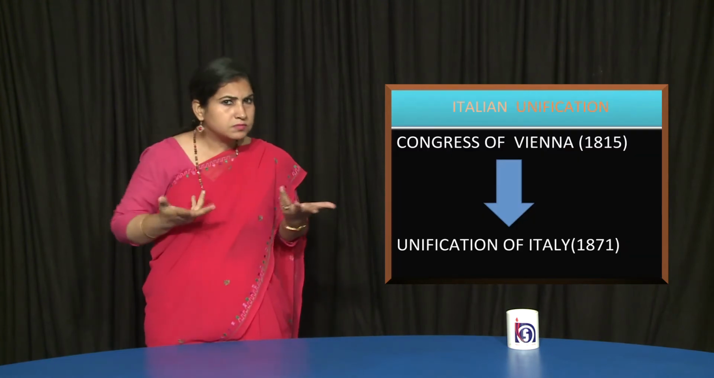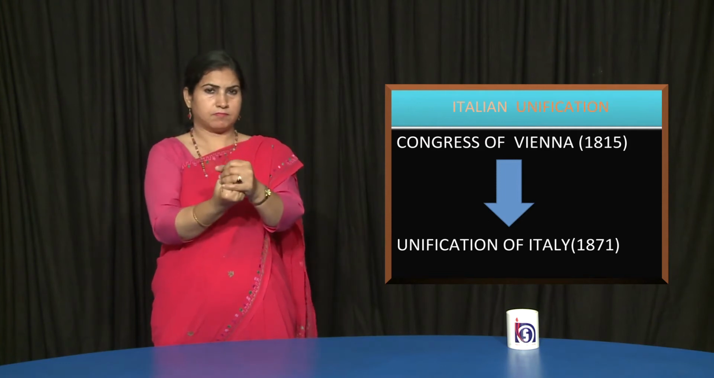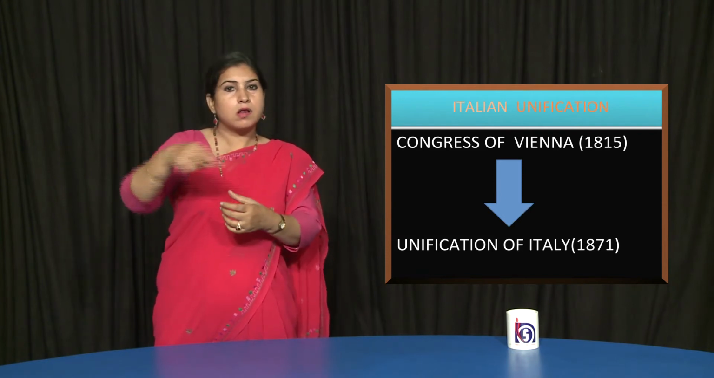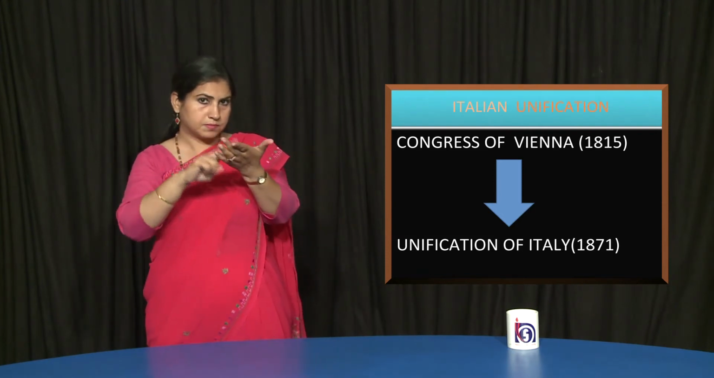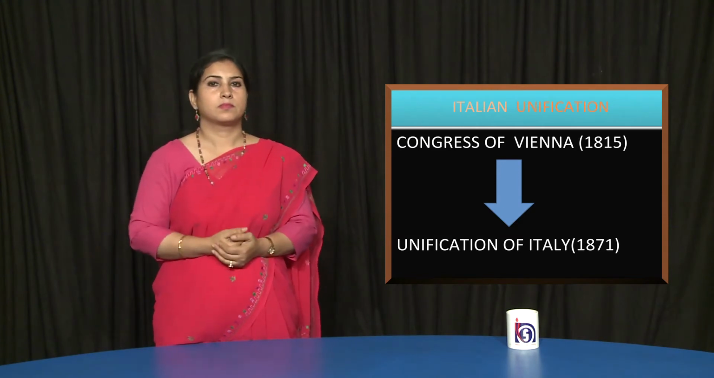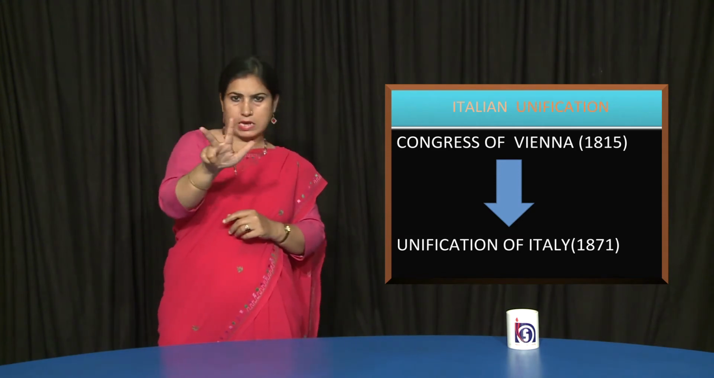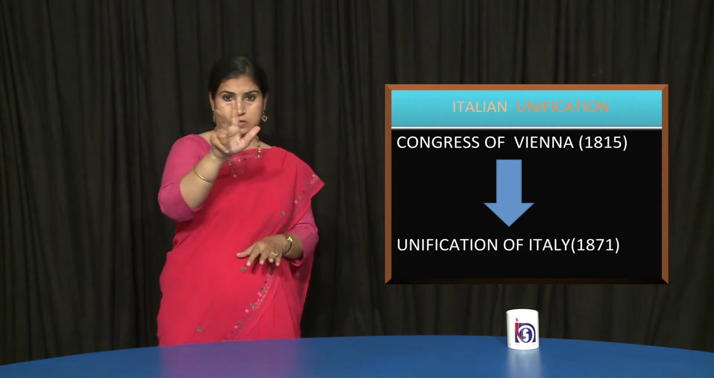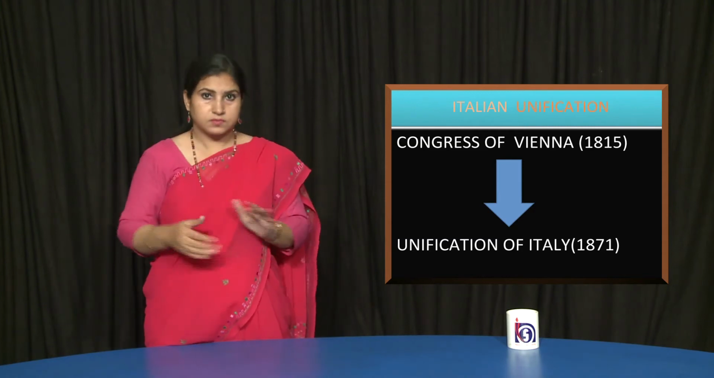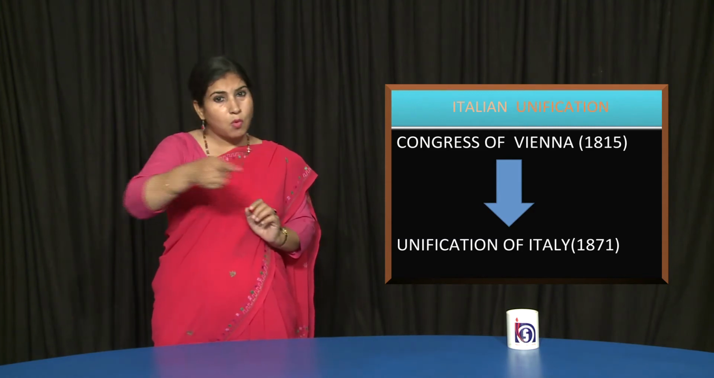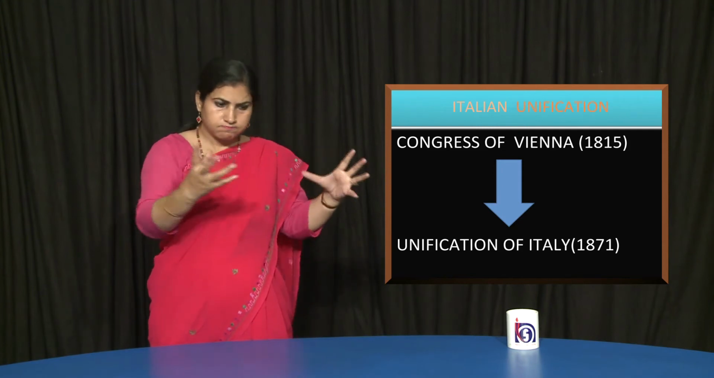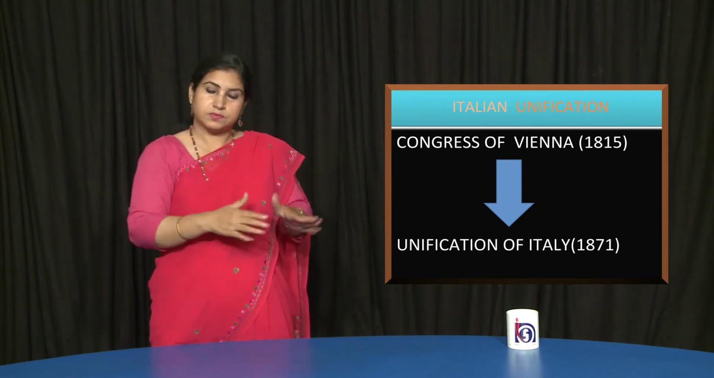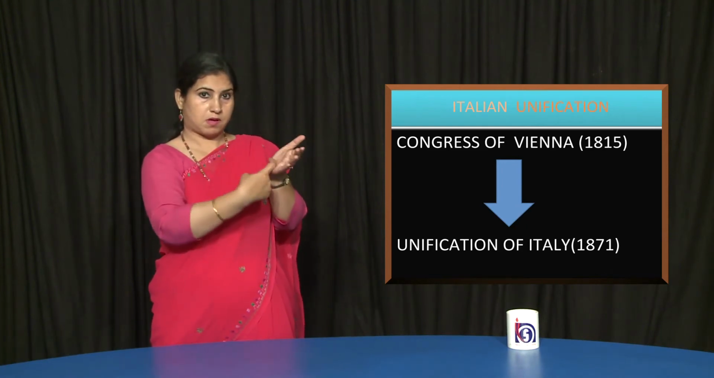The process of Italian unification began with the Congress of Vienna in the year 1815 and was completed in 1871, when all the Italian states were unified into one country and Rome became its capital.